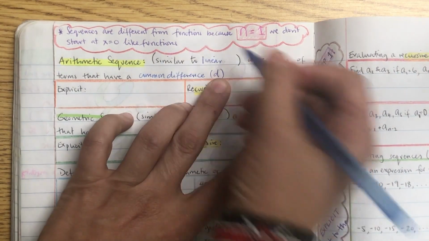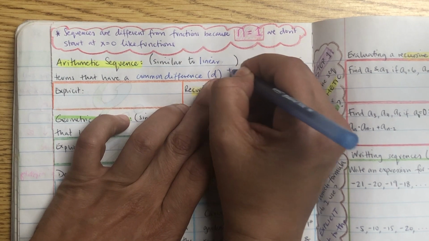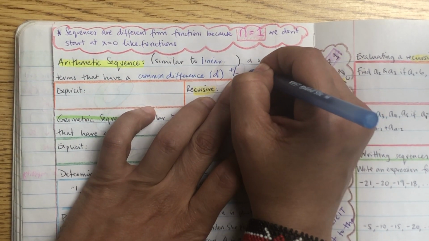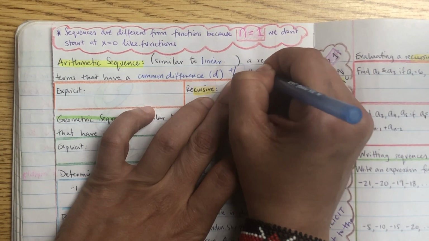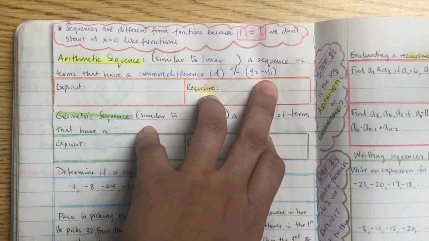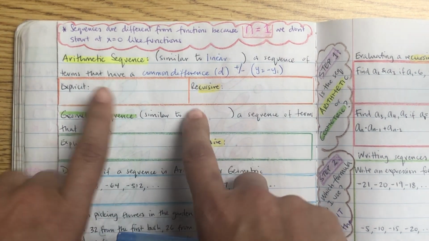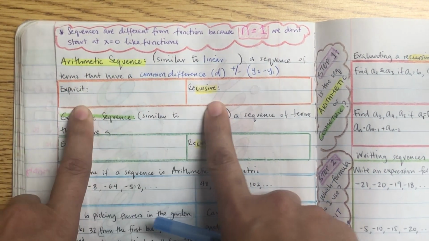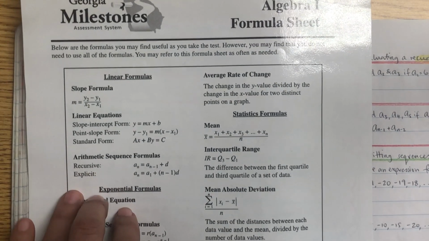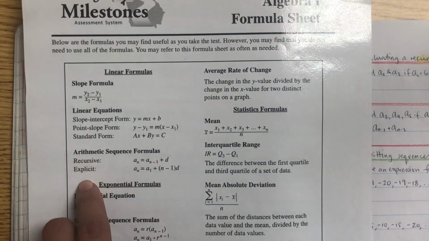All right, so once again, you are adding and subtracting, and really what is it that you're adding? It's the second term minus the first term, that's how you find it. All right, so let's look at two things. Within arithmetic, you're going to have two separate formulas. One's going to be explicit and one's going to be recursive. They are going to give those to you. So you see arithmetic, recursive, and explicit.